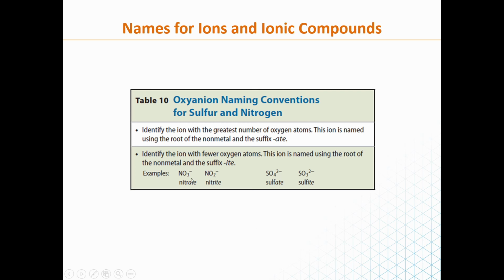Here we have, for example, nitrate and nitrite. Nitrate has more oxygen atoms, so it has the suffix "ate". We call it nitrate. And this one has fewer oxygen atoms, so we call it nitrite. Here we have sulfate and sulfite. One has 4 oxygen atoms, more than 3, so we call this sulfate. It has the suffix "ate", and the one with fewer oxygen atoms gets "ite", sulfite.